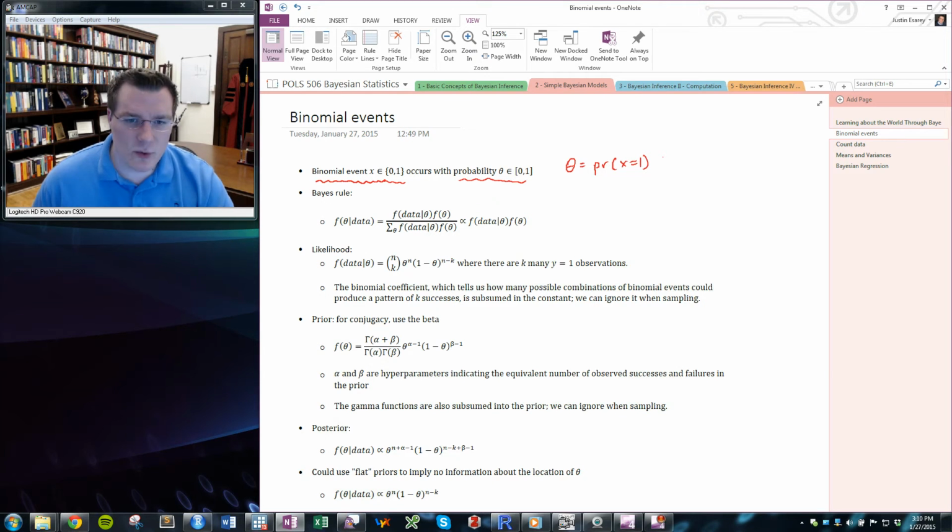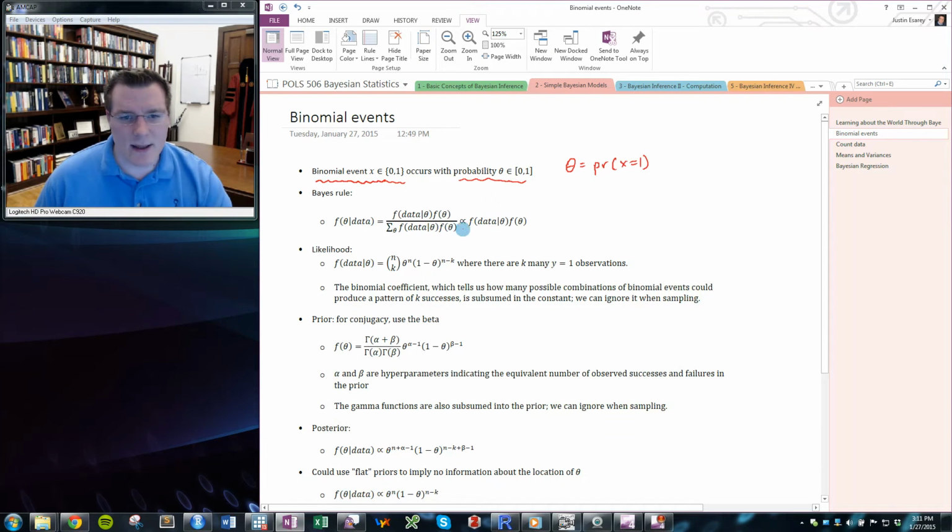Now, I've written Bayes' rule again here. I'm only going to write this one example, but it applies for all of the different data structures we're going to look at today. Bayes' rule just says that our posterior belief about the parameter theta, given the data, is going to be the likelihood of the data given theta, times the prior belief we have about theta, divided by this normalizing constant, which is the probability of the data integrated over theta. I've written it as a discrete sum here, but it would be more appropriate to write that as an integral if theta is continuous, which in this case it is.